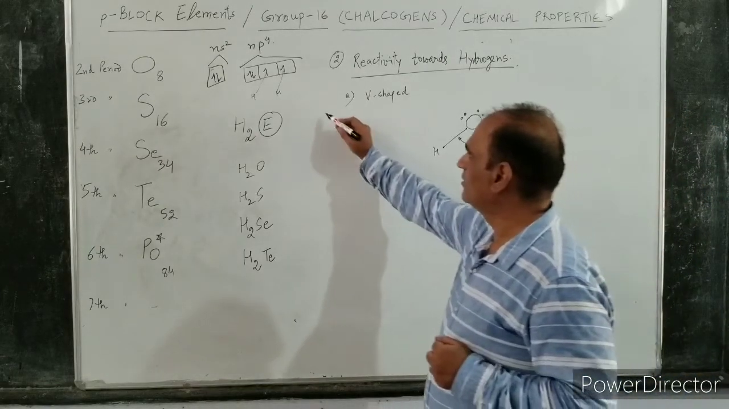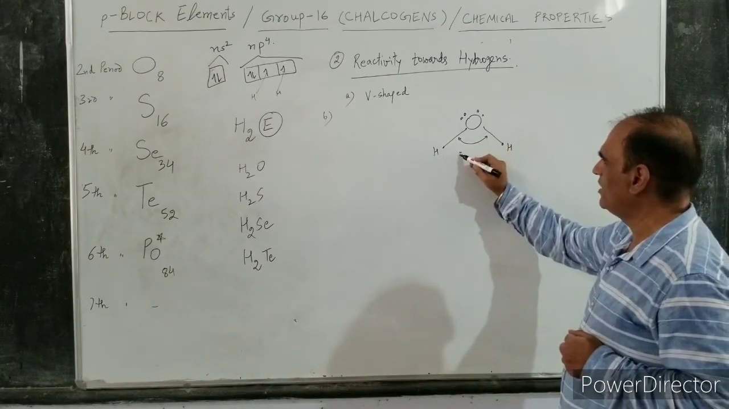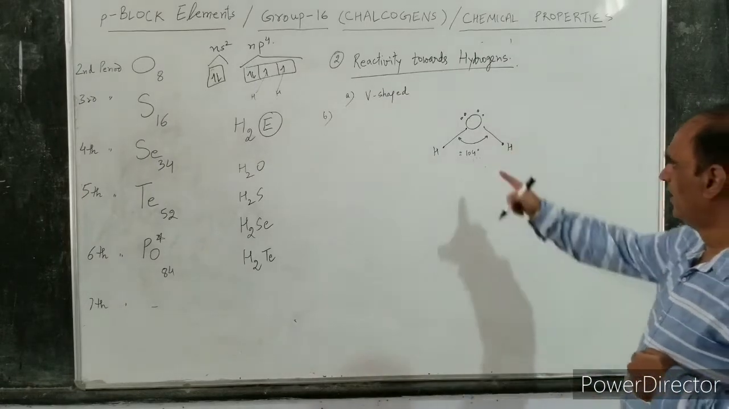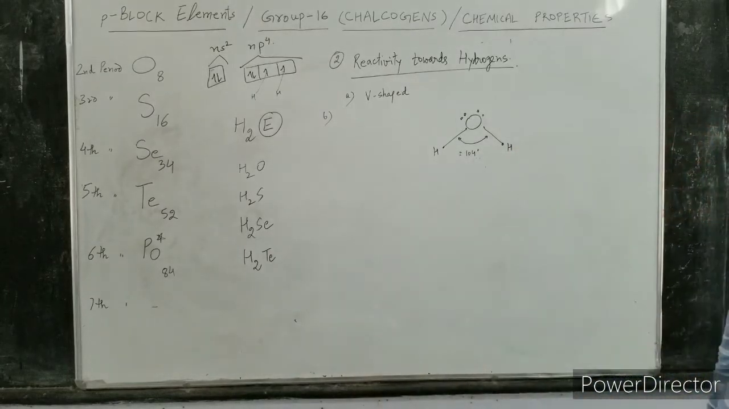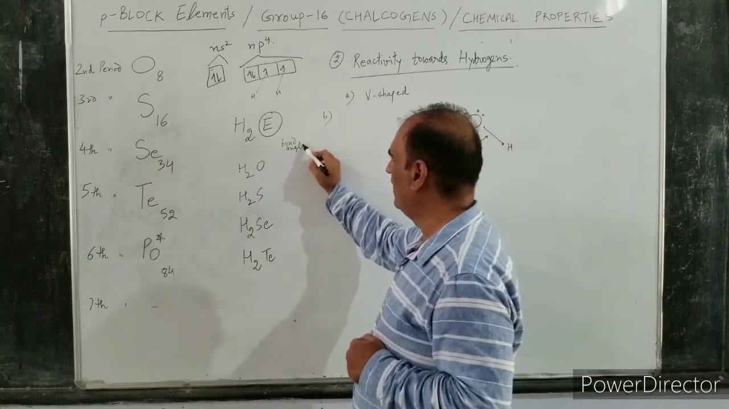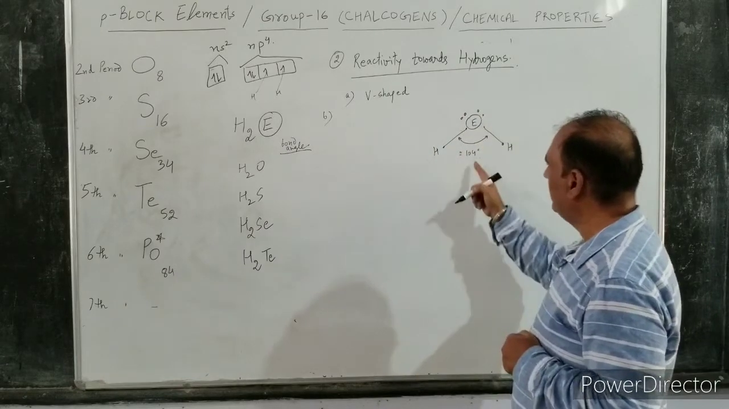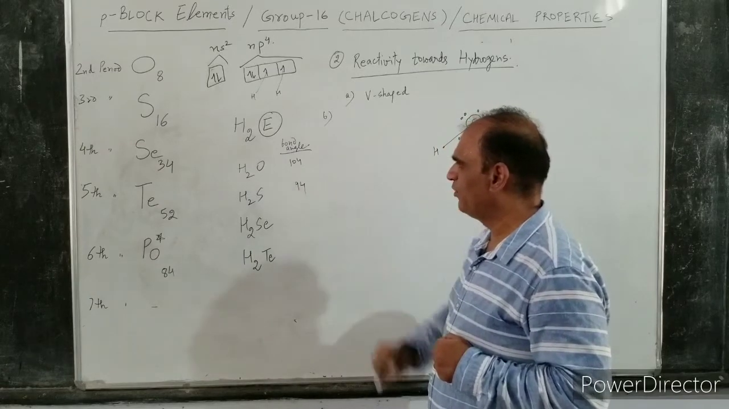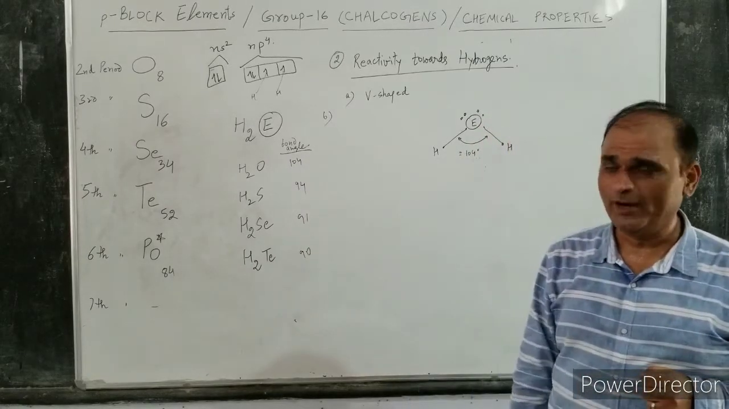Then, the second question arises that this bond angle is approximately 104 point something degrees in water. And this bond angle goes on decreasing on moving down the group. For example, if we roughly take the bond angle HEH, the HEH bond angle in water is 104. In H2S it is about 94 degrees, then 91, 90. It goes on decreasing. Why?